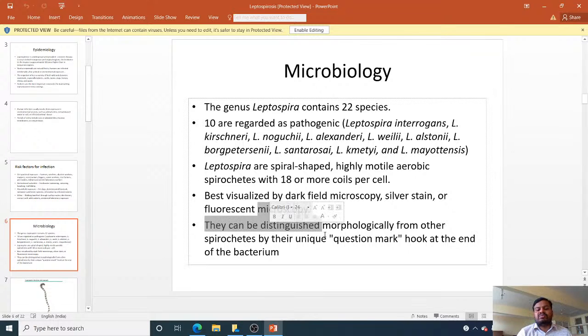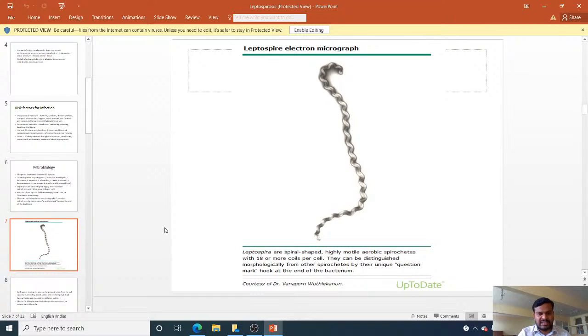They can be distinguished morphologically from other spirochetes by their unique question mark hook. So this is one of the clues. In the NEET examination, you can be asked that there is a spirochete with a unique question mark, so you should be thinking about leptospira. Question mark hook at the end of the bacterium. So this is how it looks.